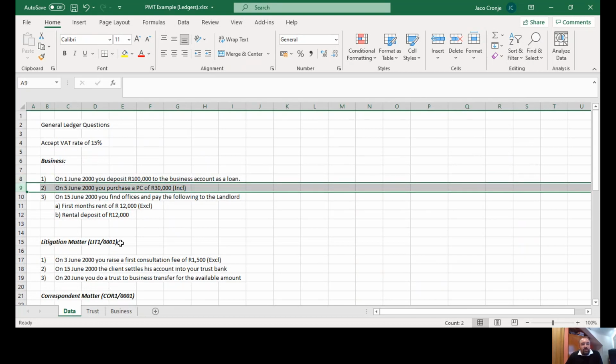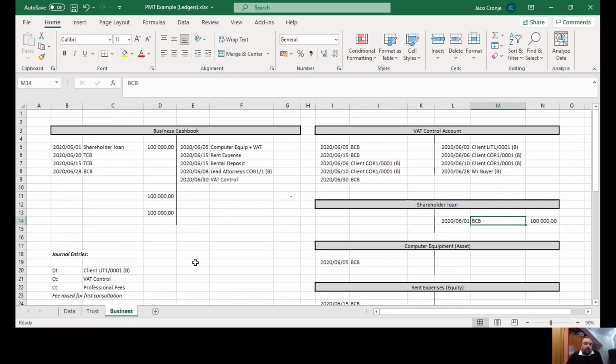On the 5th of June 2000, you purchase a PC of 30,000 Rand inclusive of VAT. So now VAT comes into play. Okay, so let's stick to the steps. The first step is, is this a trust or a business transaction? This doesn't relate to a client, so it's definitely not a trust transaction.